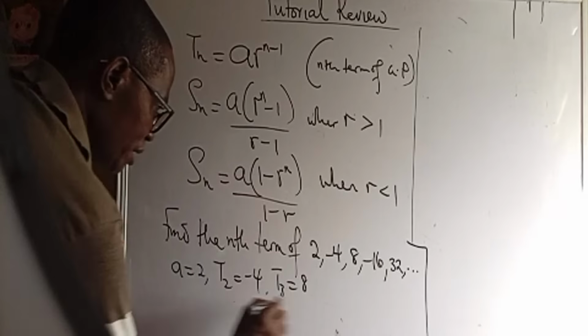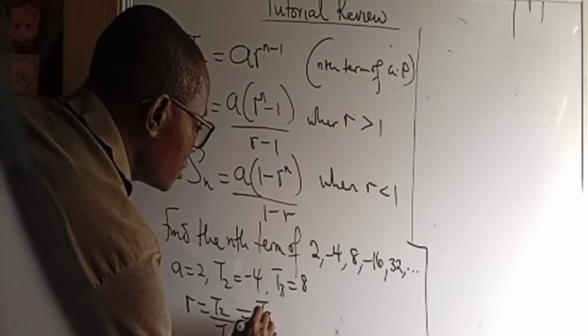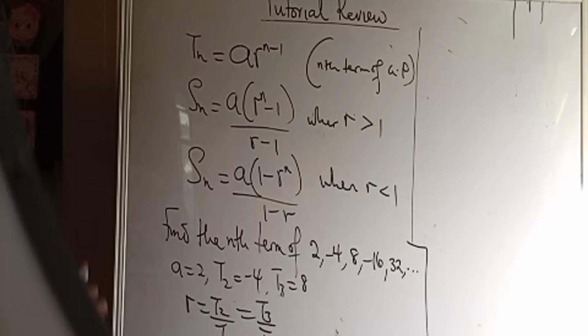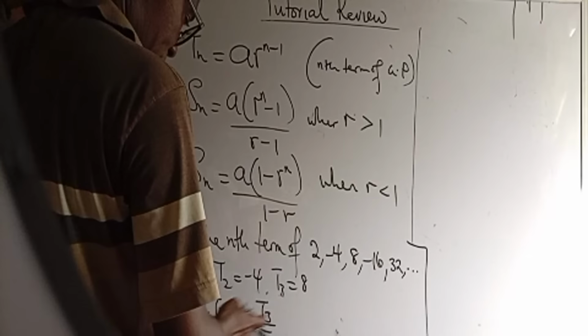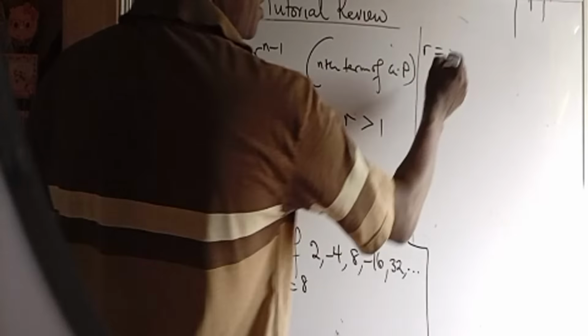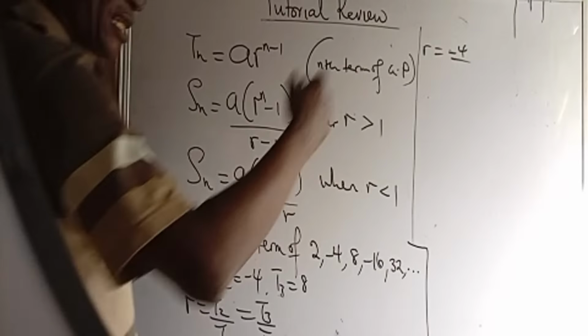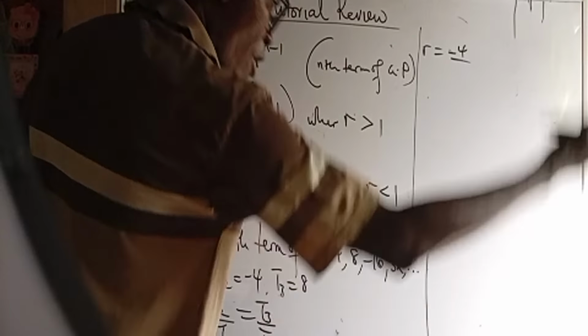Our common ratio in GP, R, is T2 over T1, which is the same thing as T3 over T2. All right, let's check. R is equal to T2, which is minus 4, over T1. Just like in AP, except that this one is a ratio, so the one following is over the one preceding it. So minus 4 over 2. If you divide minus 4 by 2, you have minus 2, because minus and plus is minus.